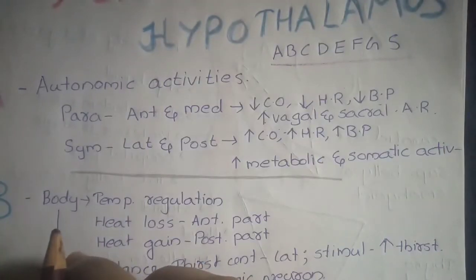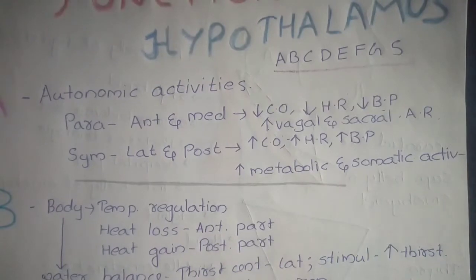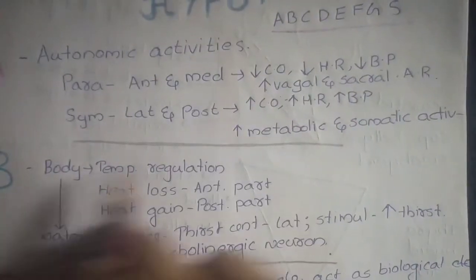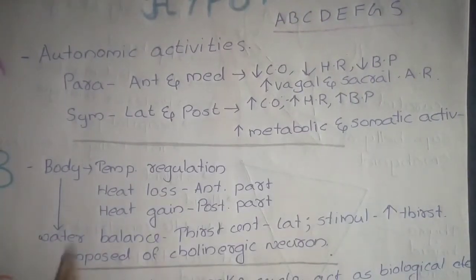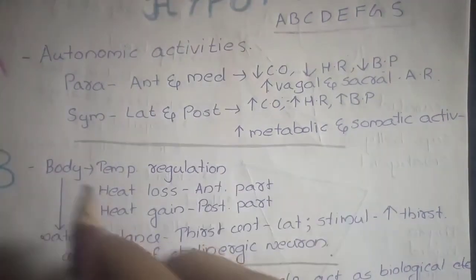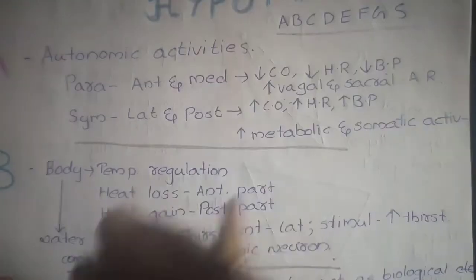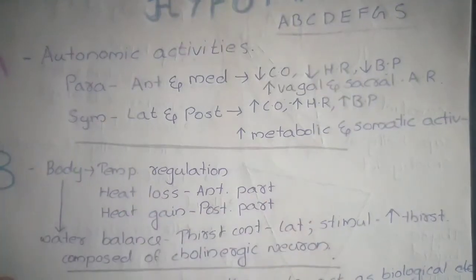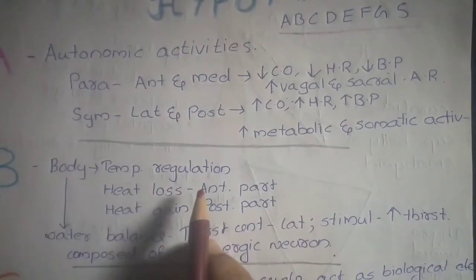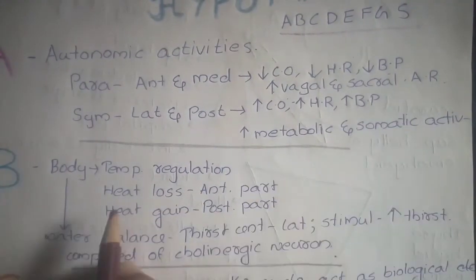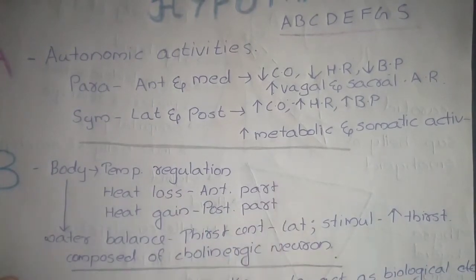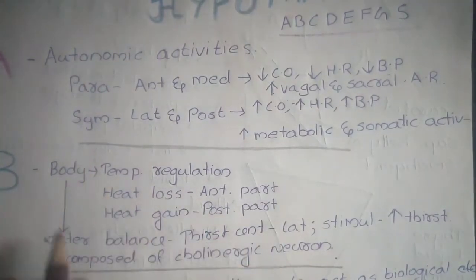Now for the B. B means body temperature regulation and body water balance. The body temperature regulation means heat loss and heat gain. The temperature has to be maintained by heat loss and heat gain. Heat loss is by the anterior part of the hypothalamus and heat gain is by the posterior part of the hypothalamus. And for the body, the water balance should be maintained.